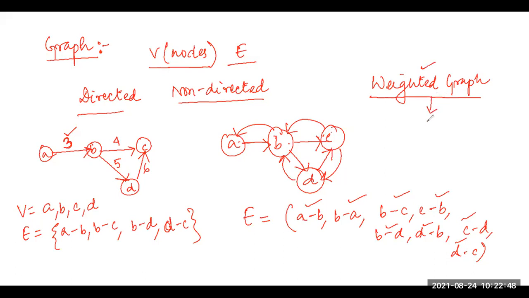Now a weighted graph can be implemented both in non-directed graphs and in directed graphs. Okay. So this was the initial concept of graphs. Now, how do we implement or show a graph? We show a graph in two ways. One is the adjacency list, and another is the adjacency matrix.